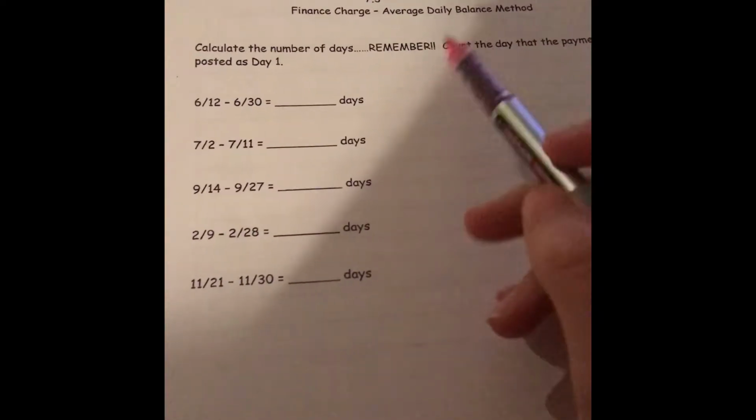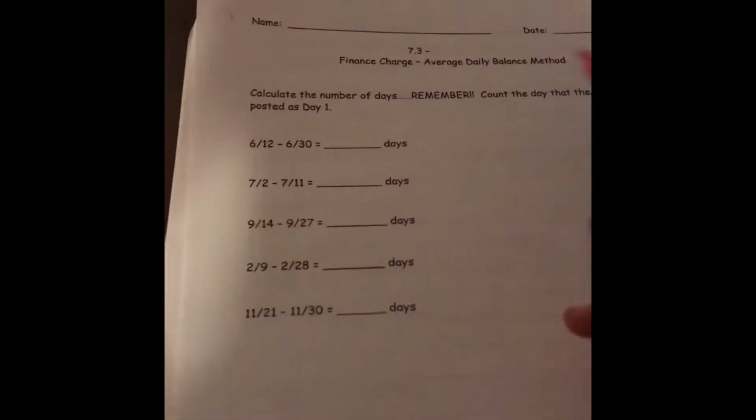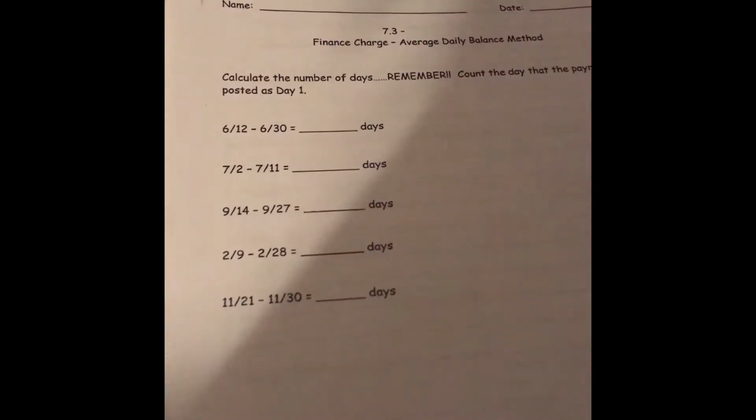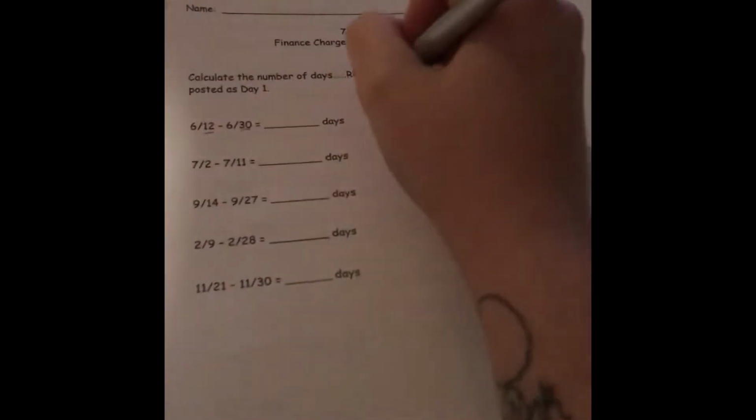So when we talk about our average daily balance method, which is what we're talking about today, we're going to be counting the number of days. Now there's a trick. When you talk about the average daily balance method, you're including all of the days. So the cheat is to take your numbers and subtract them.